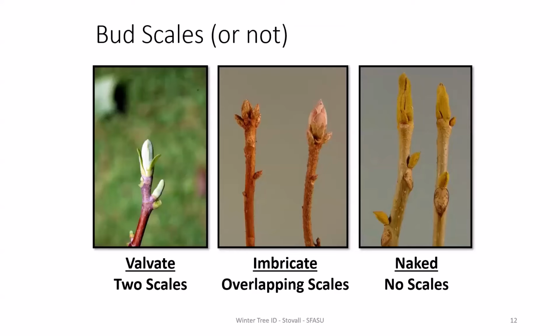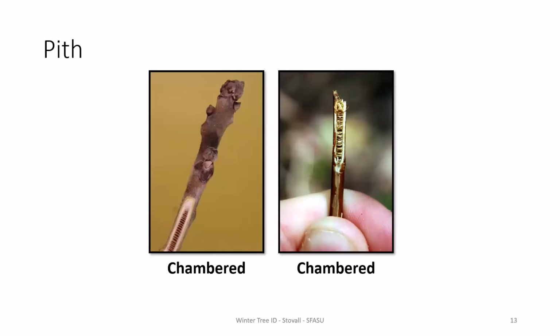And then you can look at other twig features if you get a twig. This yellow poplar on the left has just 2 bud scales, so we call it valvate. Many trees like this Texas azalea in the middle have overlapping shingle-like scales we call imbricate. And then on the right, this bitternut hickory and other pecan hickories are usually pretty easy to identify because they have no bud scales at all. You're seeing little leaf primordia curled up there. So those are what we call naked buds. In bitternut hickory's case, they're sulfur yellow, and so identification becomes quite easy.